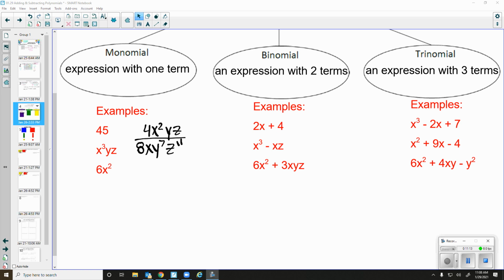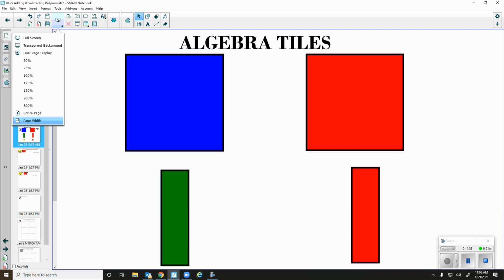Now that we have talked about all of our vocab, we are pretty much done with vocabulary. We have one last little thing, but that's pretty much it. What we are doing with these polynomials is adding them together, subtracting them, multiplying them, and dividing them. Today is just adding and subtracting. Before we start, we're going to talk about algebra tiles.